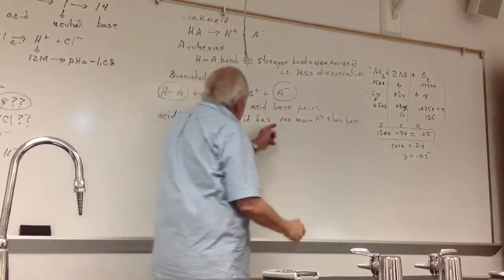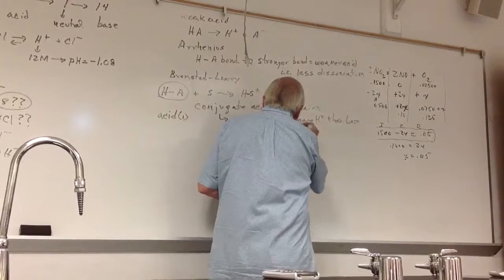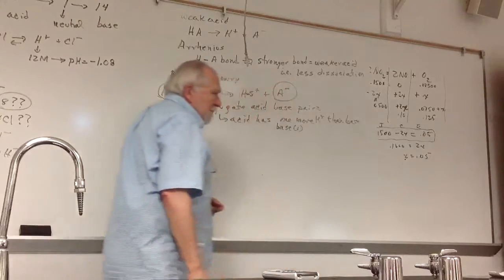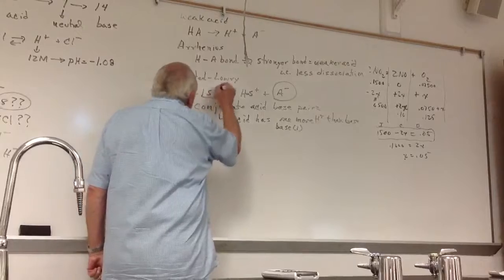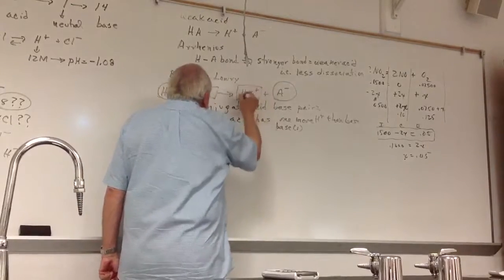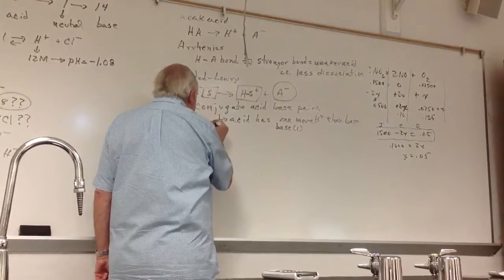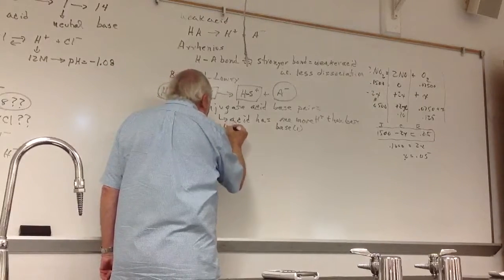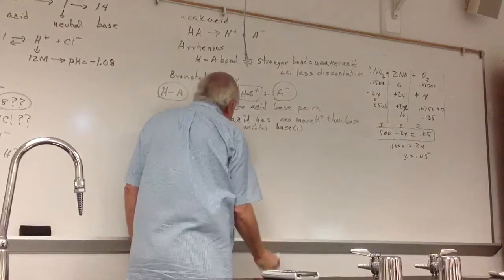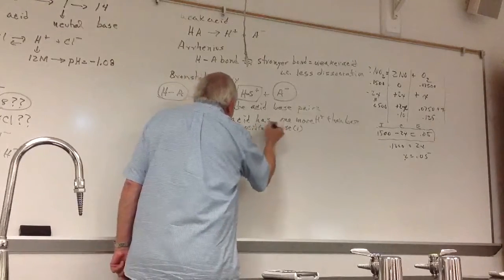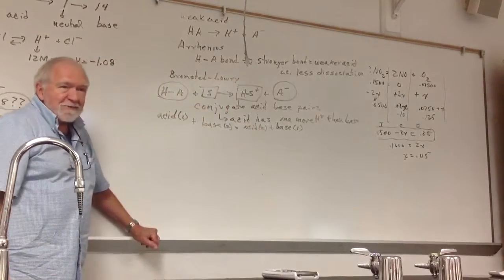And this is still part of pair 1, base 1. Then these only differ by these square boxes. Again, this has one more H+ than this. So this is base of pair 2, acid of pair 2. In other words, there's two pairs in here. And what you now say is an acid plus a base gives you a new acid and a new base.